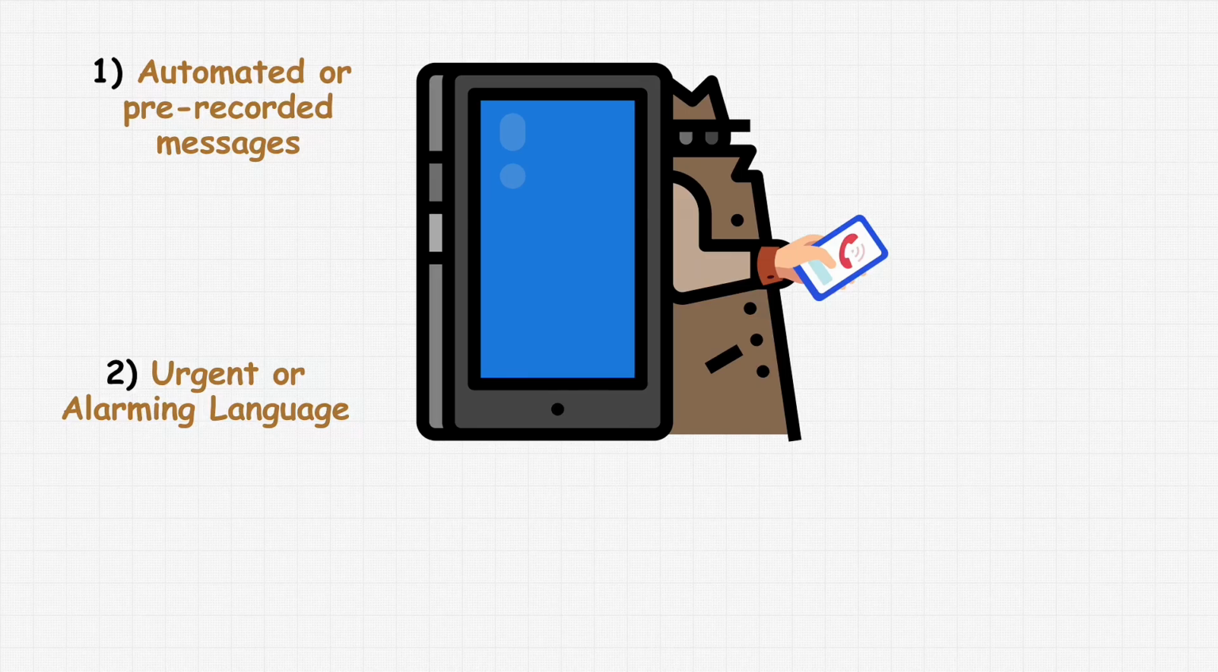Those are just some of the examples. They can also request personal information, so be cautious of any phone call that requests personal or sensitive information, such as your social security number, credit card number, or any type of password. Legitimate organizations won't usually ask for this information over the phone.